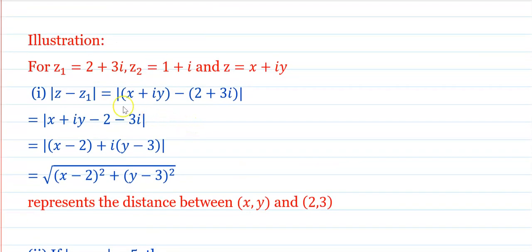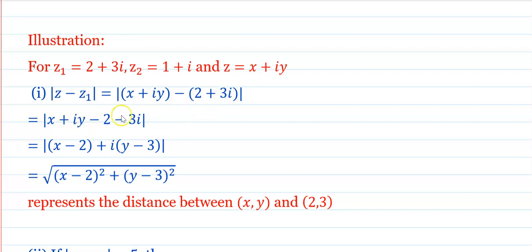Now the examples. Z1 is equal to 2 plus 3i, Z2 is equal to 1 plus i, and Z is equal to x plus iy. Now what is |Z minus Z1|? It means the distance between the 2 points. That is, Z is x plus iy minus Z1, which is 2 plus 3i.